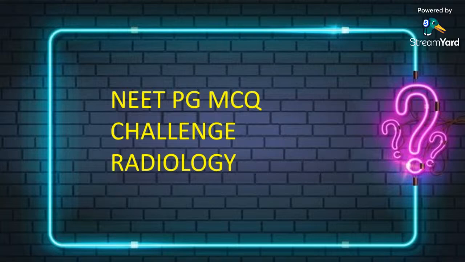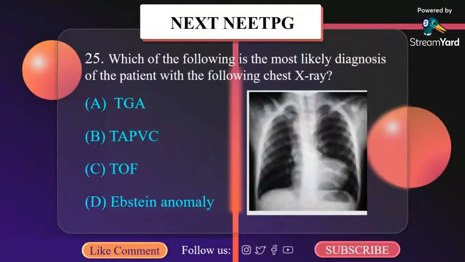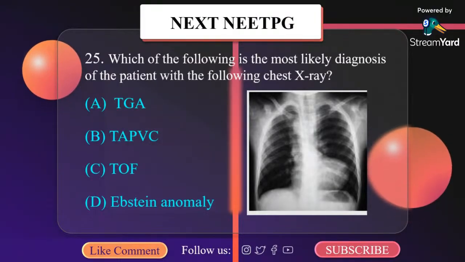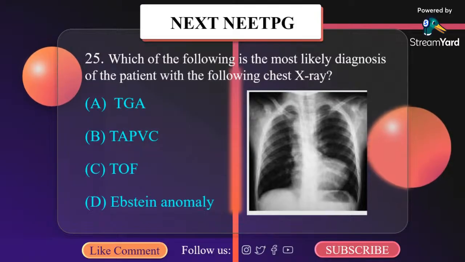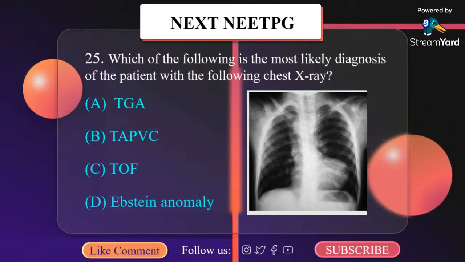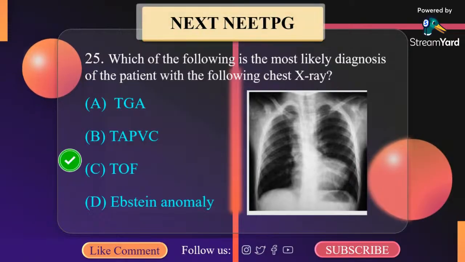So let us begin with the first question. It has a weightage of about 10 questions. Which of the following is the most likely diagnosis in a patient with the following chest X-ray? Look at the X-ray carefully. You can see a boot-shaped heart. Boot-shaped heart means tetralogy of Fallot. It is called Coeur en sabot. So the correct answer here is C, TOF.